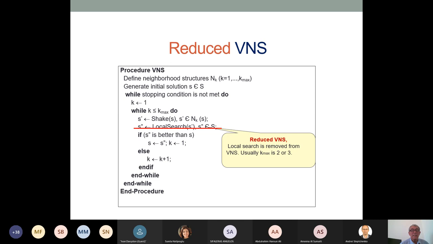Kmax is usually 2 or 3 for reduced VNS, based on my and others' experience. So you just jump to neighborhood 1, neighborhood 2, 10 times like that. Okay, I got better, move. Again, neighborhood 1, and so on. So you are trying randomly, and it appeared that it's efficient and effective, giving very nice quality solutions, comparable with some local searches in 10 times less time. Simple but efficient, and that is the basic idea of all heuristics and meta-heuristics.